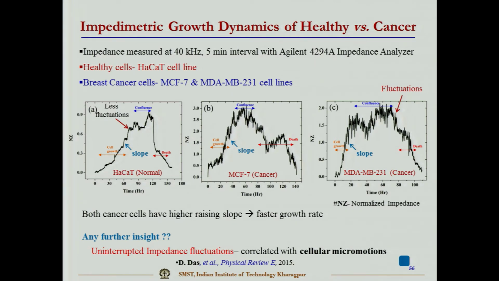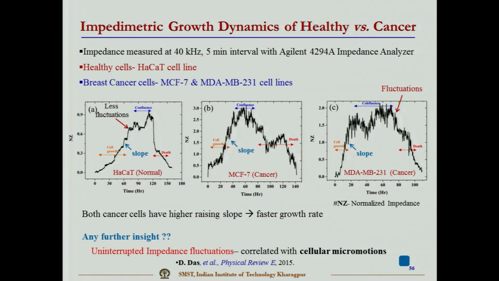Initially there is a growth phase, and impedance increases due to the growth phase. Then there is a proliferation phase, and the impedance more or less remains the same, and then there is a death phase. The same thing happens for the three different cell lines.